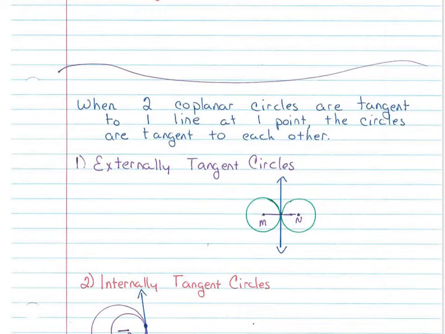Okay, here's some examples. When two coplanar circles are tangent to one line at one point, then they're tangent to each other. We can have them externally tangent or internally tangent. If they're externally tangent, the centers of the tangent circles lie on opposite sides of the tangent line.